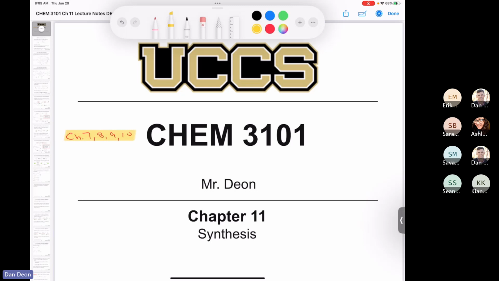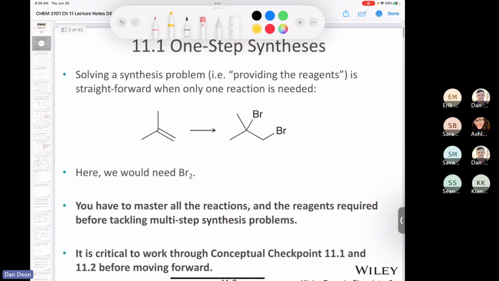So just to recap, chapter 7 was the chapter where we covered SN1, SN2, E1, and E2. Chapter 8 is the alkenes chapter. Chapter 9 was the alkynes chapter. And chapter 10 is the radicals chapter. So let's get into it here.